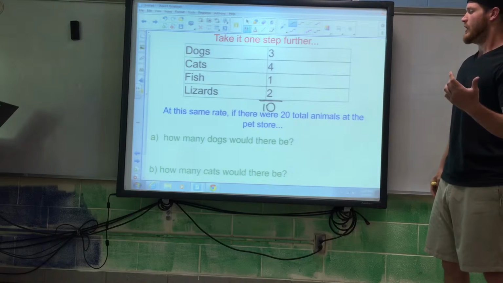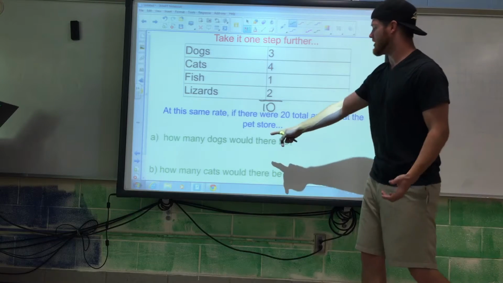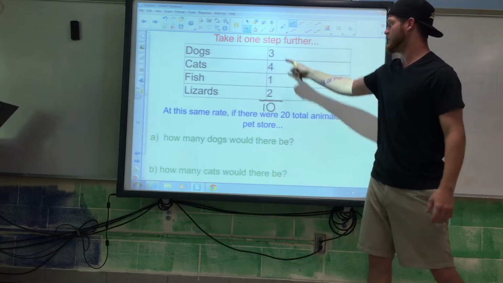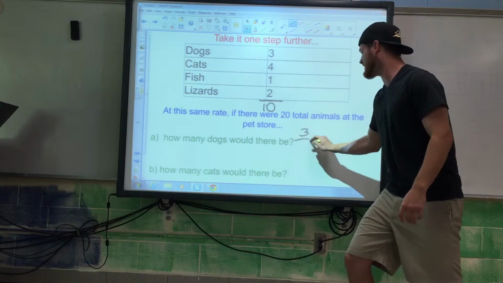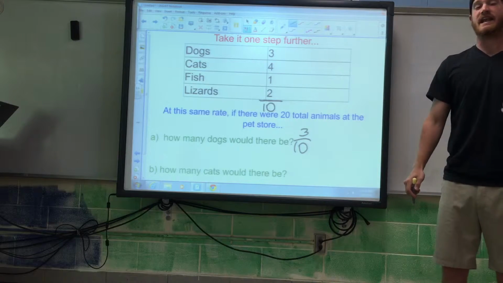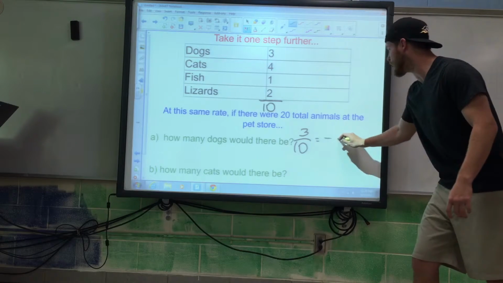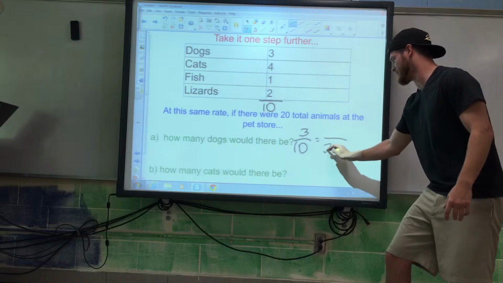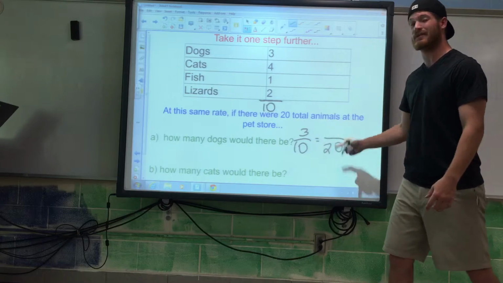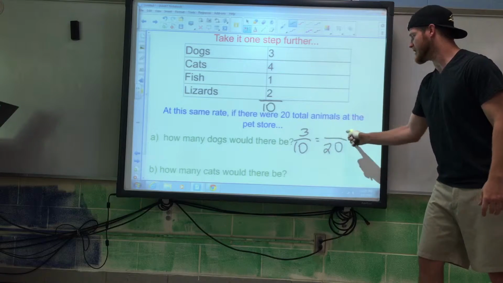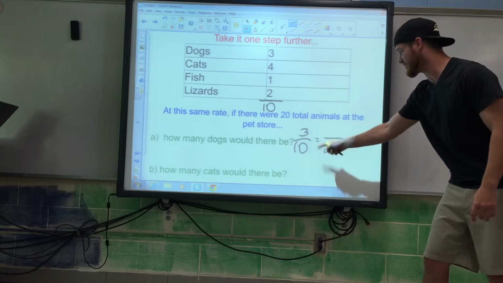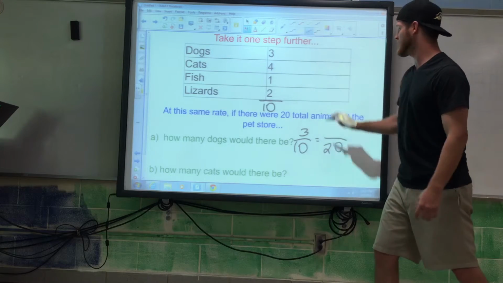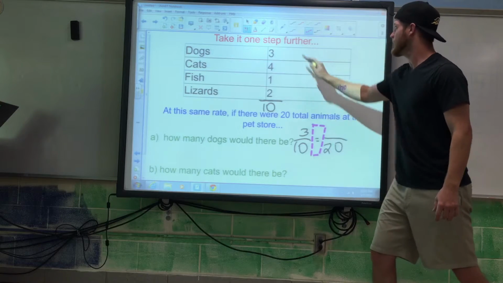So first of all, our ratio right now, how many dogs are there to total? Well, we have 3 out of 10. So we have 3 dogs out of the total 10. It said if there were 20 total animals, how many dogs would there be? Well, we know that the total goes on bottom. So I put 3 over 10 equals something over 20. This is going to tell me how many dogs there would be if there were 20 total animals. Again, we're looking for this middle section.